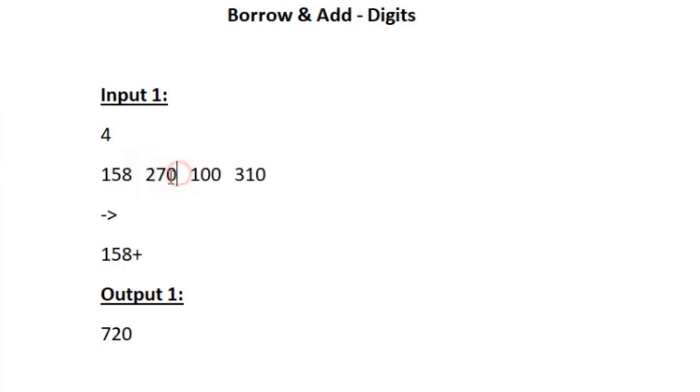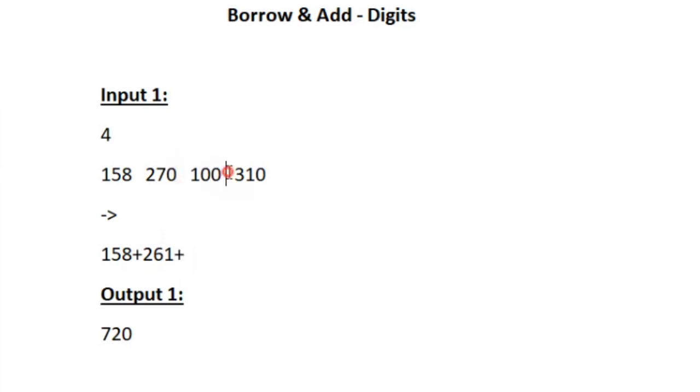The next integer is 270 and the units digit of 270 is 0. So whenever the units digit is equal to 0, then we have to borrow 1 from the tens digit and add it in our units digit. So the tens digit in 270 is 7. So 1 must be borrowed from the tens digit and added with the units digit. So when 1 is borrowed from the tens digit, 7 becomes 6. And since 1 is added in the units digit, the 0 becomes 1. So now our updated integer becomes 261. So the 7 has become 6 and the 0 has become 1.